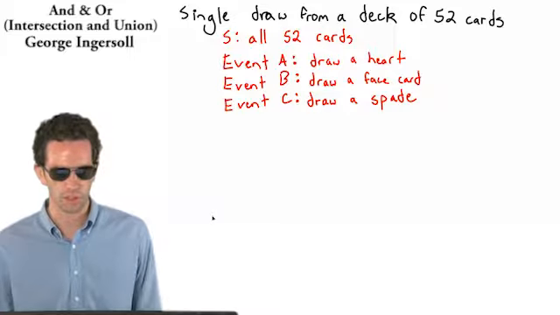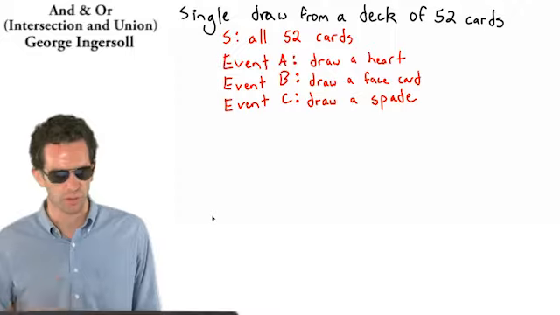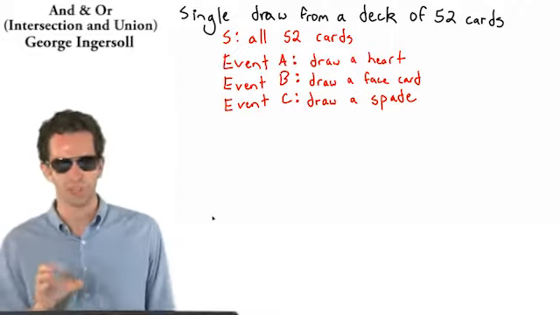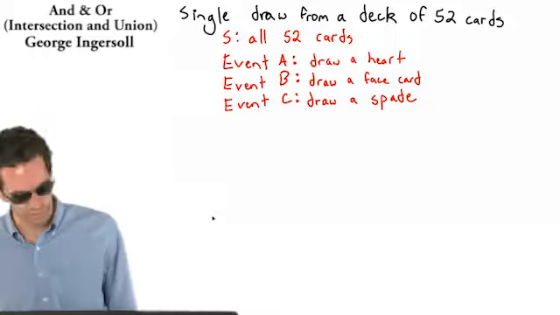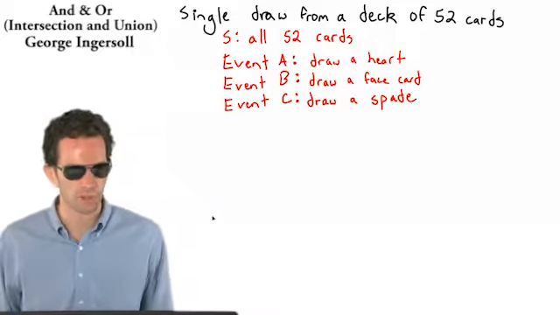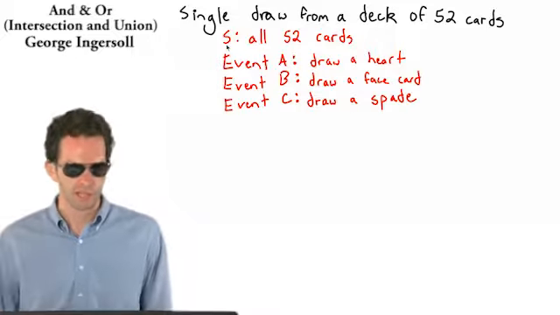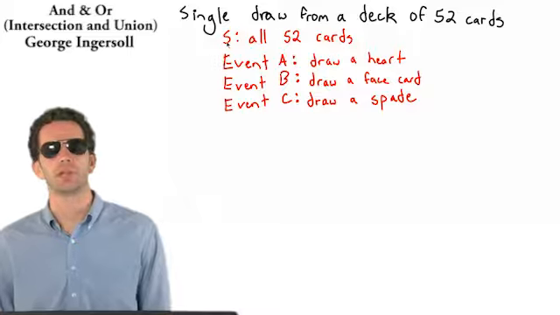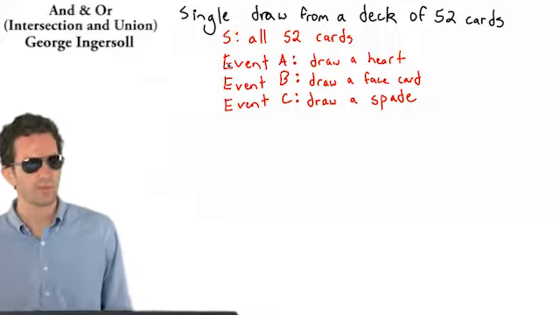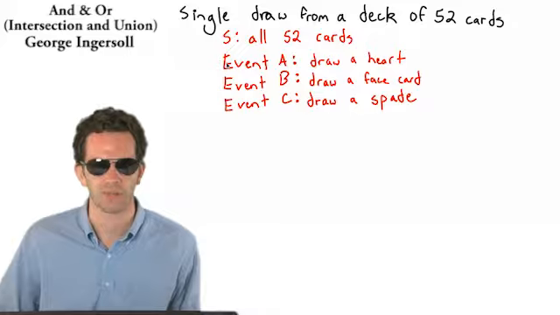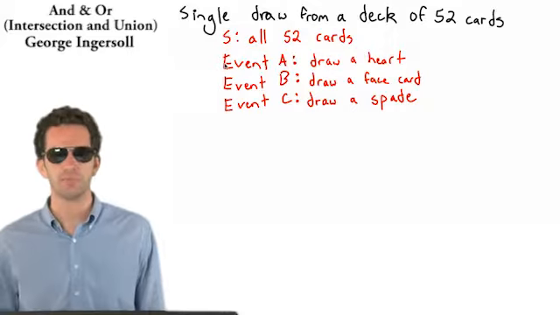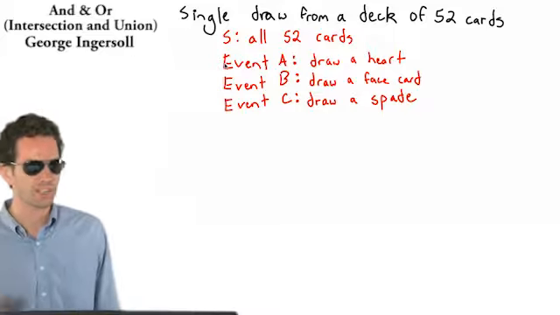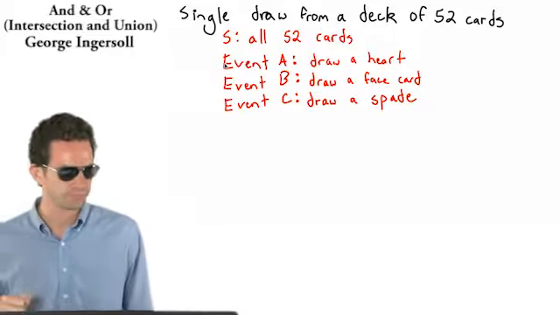So in these examples, this is going to be a slightly longer video, but we're going to be using these same definitions. What's happening is we're going to draw a single card from a deck of 52 cards. You've seen this example before. The sample space S is all 52 cards. They're all in play. We have three events that I've defined right here. Event A is drawing a heart. Event B is drawing a face card. And event C is drawing a spade.